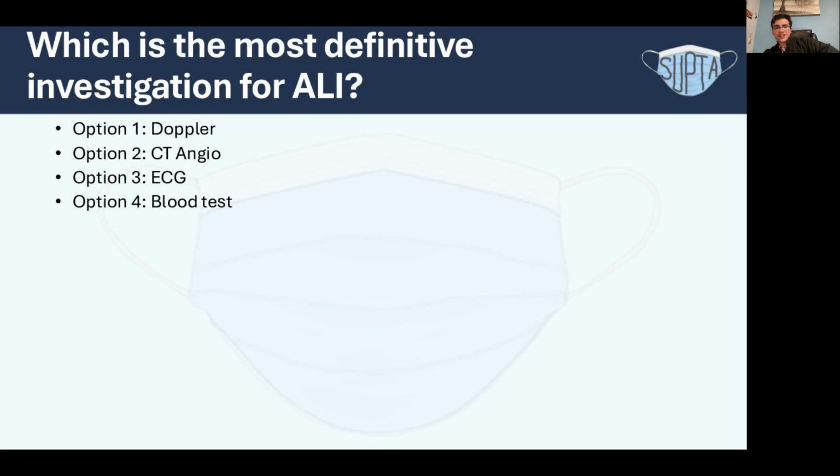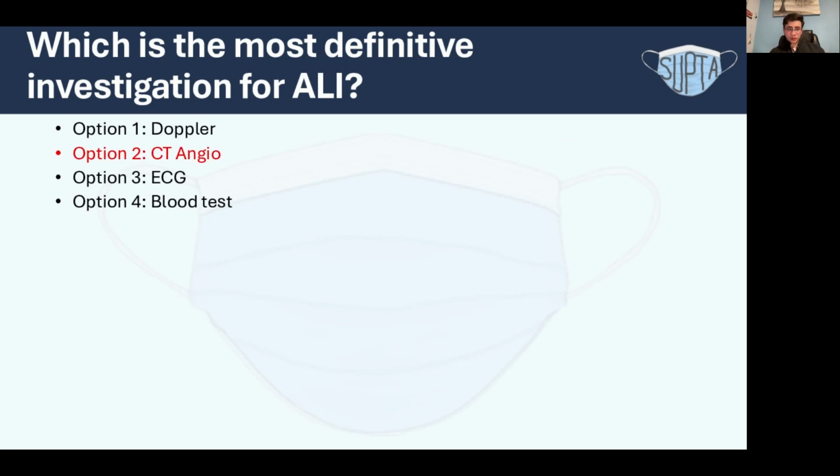Okay. So I think I've mentioned this one already, so I just want to make sure everybody's following. What is the most definitive investigation for acute limb ischemia? Okay. By the way, this is a very common exam question. They could give you a clinical picture of acute limb ischemia, then tell you, based on the most likely diagnosis, what's the most definitive investigation for this condition. So the answer is CT angio.